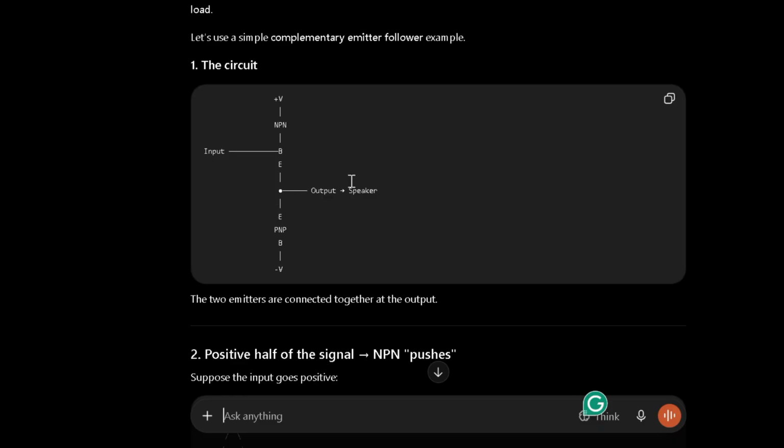So that's why the NPN pushes the signal and the PNP pulls the signal, delivering the output to the speaker.